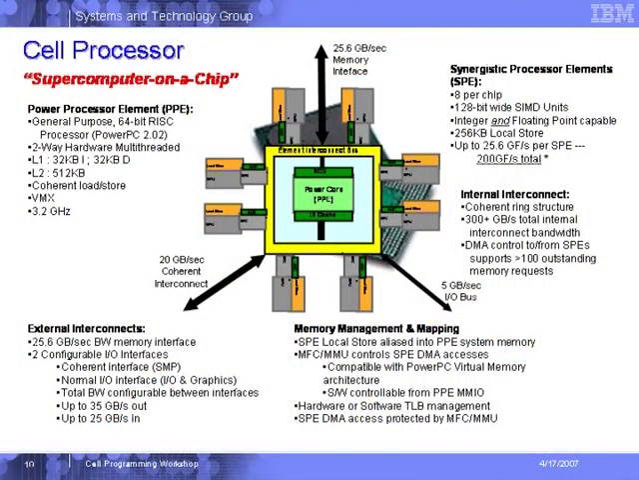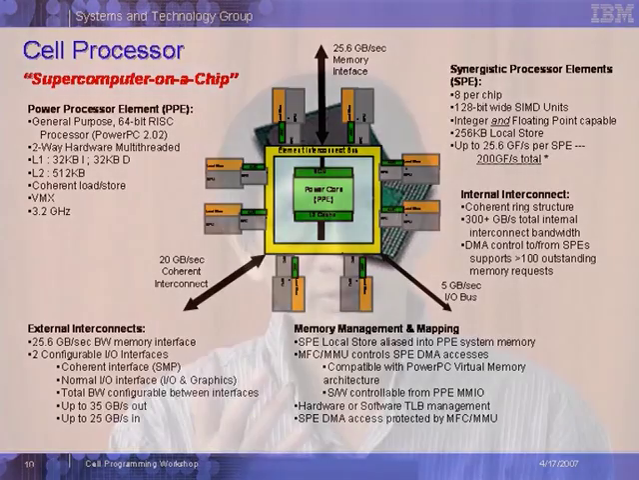External connection: we have a 25.6 gigabyte per second bandwidth here, and we have two connections. One is for connecting the processors together. The other one is for connecting the I/O device to the CBE.